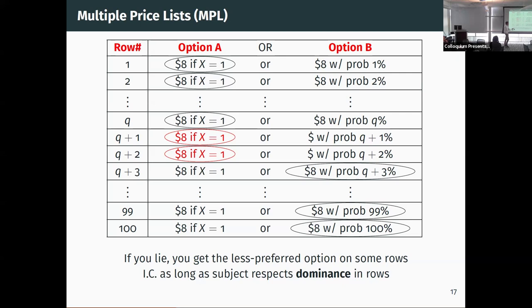So you can explain this to someone. You can say, on this list, if you misreport, you're going to create rows where you get something worse for yourself. This does not require any kind of multiplying of probabilities together. It's much more straightforward in my mind. They just need to understand that if you lie, you hurt yourself on some rows, you don't change anything on any other rows.